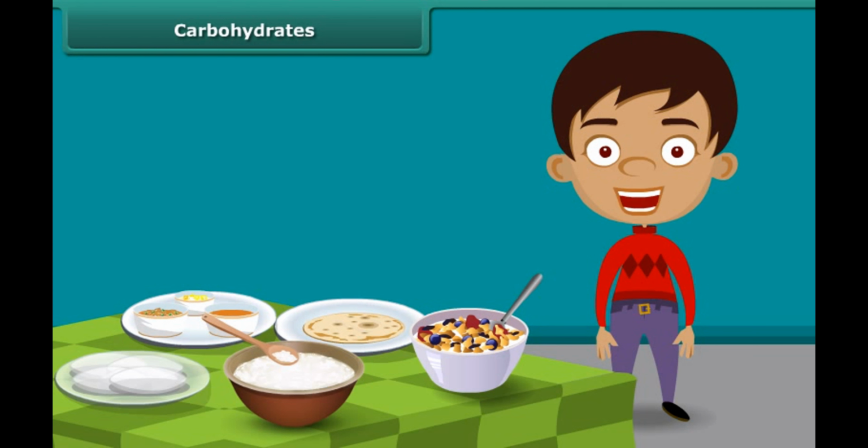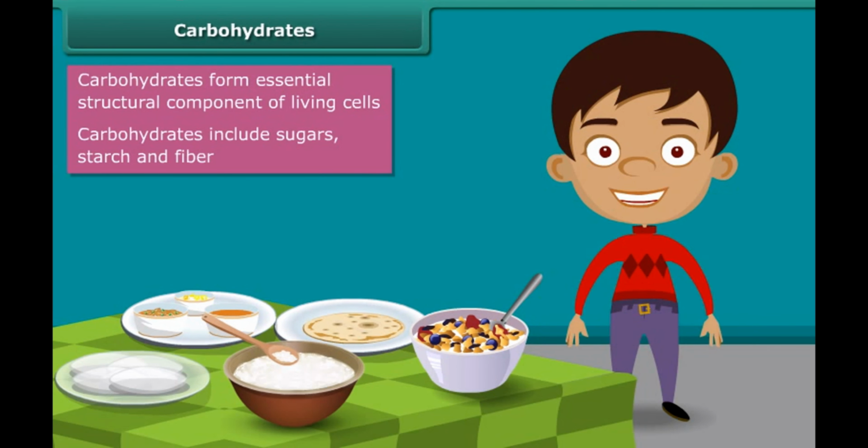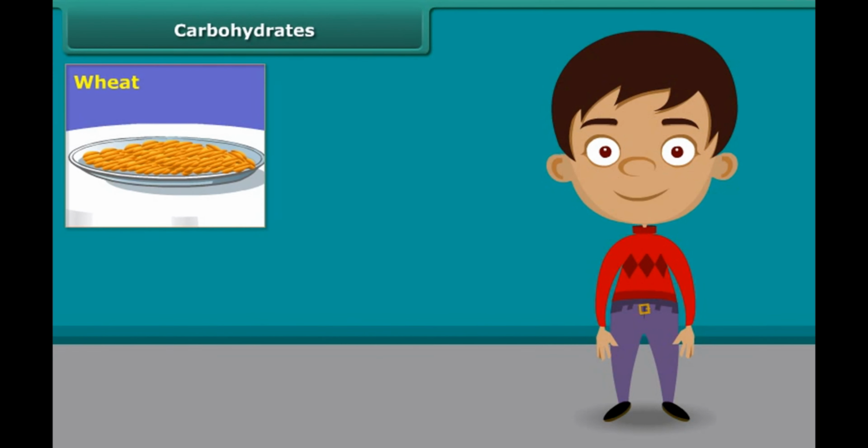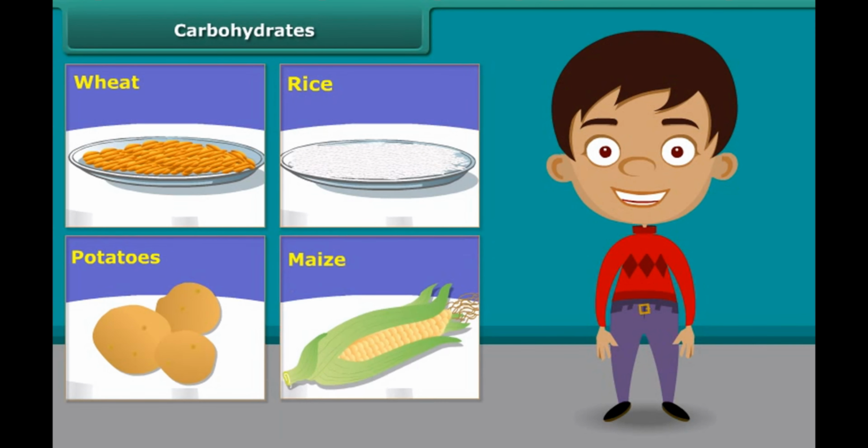Let us know about these nutrients one by one in detail. First, carbohydrates. Carbohydrates form an essential structural component of living cells. They are the main source of energy for animals. Carbohydrates include sugars, starch, fiber, etc. They are mainly found in wheat, rice, potatoes, corn, and maize.